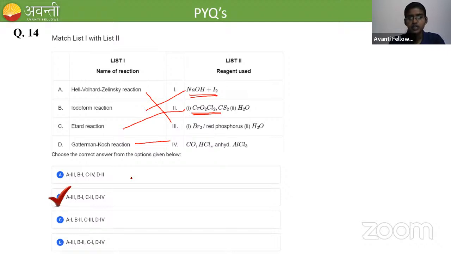Don't select the answer just by seeing only one compound. Check all the 4 options given and then try to select the correct answer. Patience is also very important. Shall I move on to the next question, students? Okay.